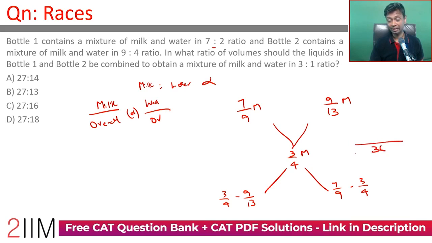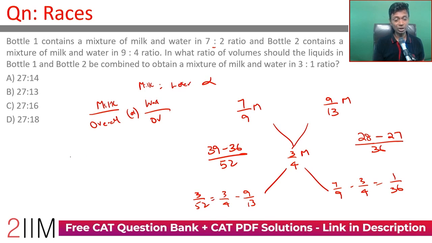3/4 is 27/36, 7/9 is 28/36, since 9 fours are 36, 7 fours are 28. 28 minus 27 over 36. This is 1/36. For 4 and 13, the LCM is 52. 3/4 is 39/52. 9/13 is 36/52. So this is 3/52. Or they should be mixed in the ratio 3/52 is to 1/36. And so this can get knocked off. So it'll become 18, becomes 26.